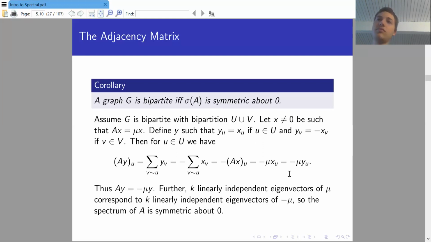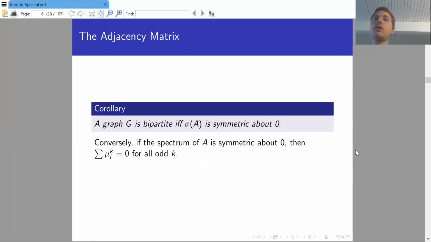And so this proof technically only proves that the spectrum of A is symmetric as a set. But if you perform it with a little more care, you can say that if you start with K of these X's, which are linearly independent and span the corresponding eigenspace of mu, then you can do this procedure on each of them and get back K linearly independent Y's, which correspond to negative mu. So you can say that the dimension of the eigenspace of mu is always at least that of negative mu, and vice versa by symmetry. Okay, so that was one direction.